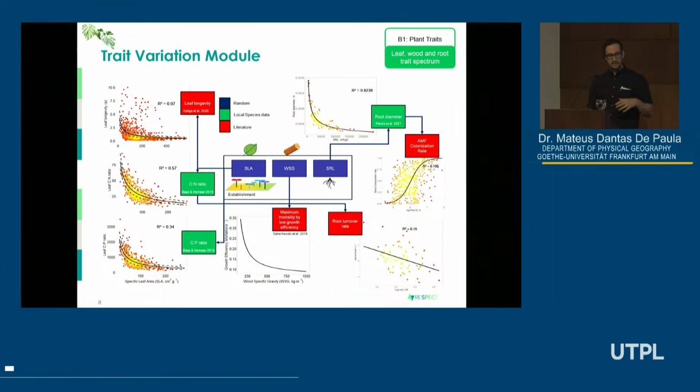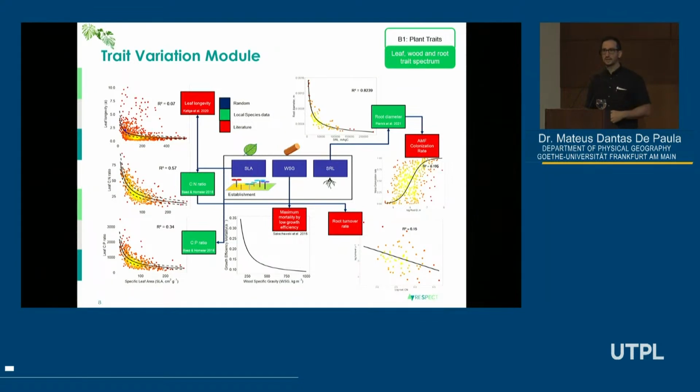We did this also by using a lot of field data, a lot of information from the other groups, especially B1, the plant traits, which you'll hear more about in a short while from Jürgen Homeier. In the blue squares in the middle here, we have the variables which are randomized at establishment. When the individual is born, it receives one value of specific leaf area, which determines if the leaf is going to be soft or hard, conservative or acquisitive. It also receives a value related to the wood, whether it is going to be hard or not, and a value for the roots, whether they are going to diverge or not.